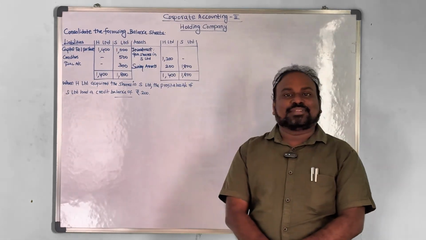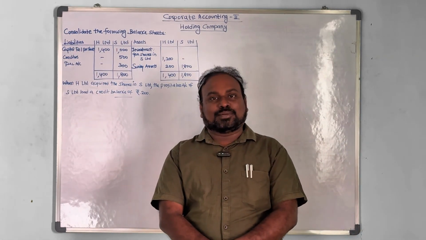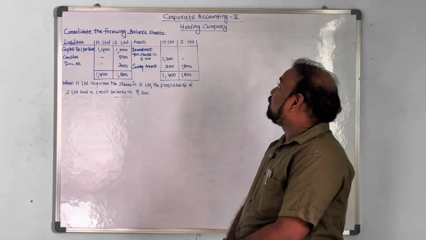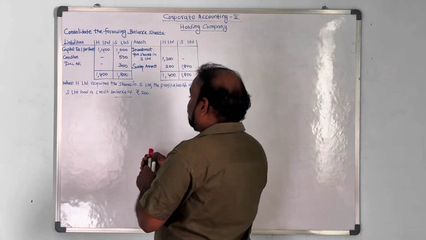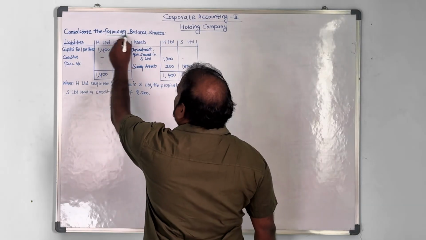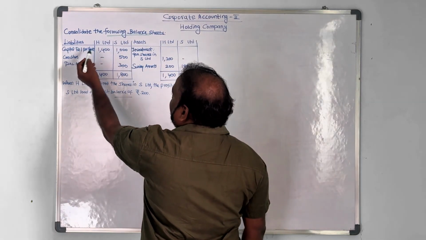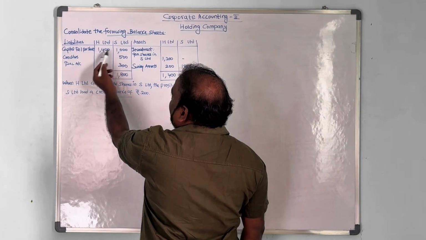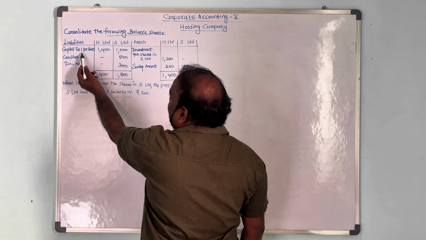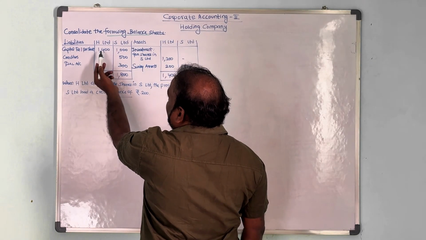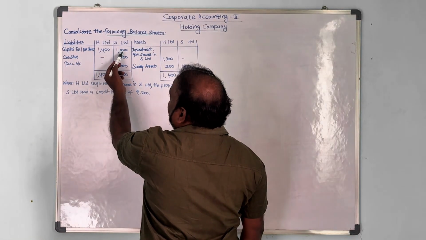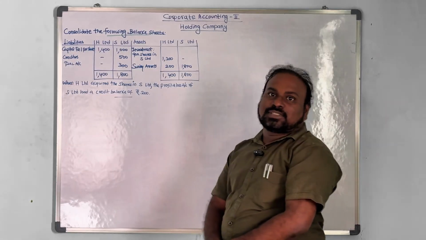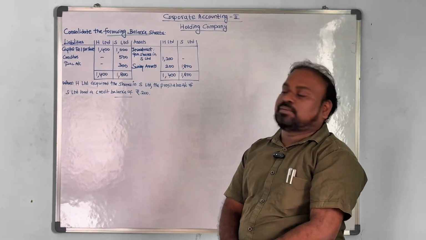Dear students, in this video we are going to learn an important problem in the topic holding company in the subject corporate accounting. Consolidate the following balance sheet. Liabilities: H Limited, S Limited, capital 1 per share. Share capital 1400 divided by 1 equals 1400 shares, and 1000 divided by 1 equals 1000 shares. The face value is 1, so the number of shares and the share capital remain the same.